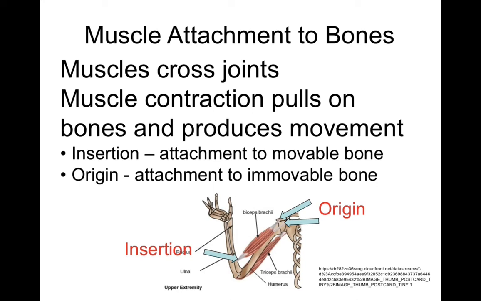One other way that we often refer to origin and insertion is the proximal attachment and the distal attachment. Most of the time, the origin is just another way of saying the proximal attachment, and the insertion is another way of saying the distal attachment. I won't be testing you on proximal and distal attachment, but I just want you to be aware that those are some other terms that we can use to describe the locations where muscles attach to bones.